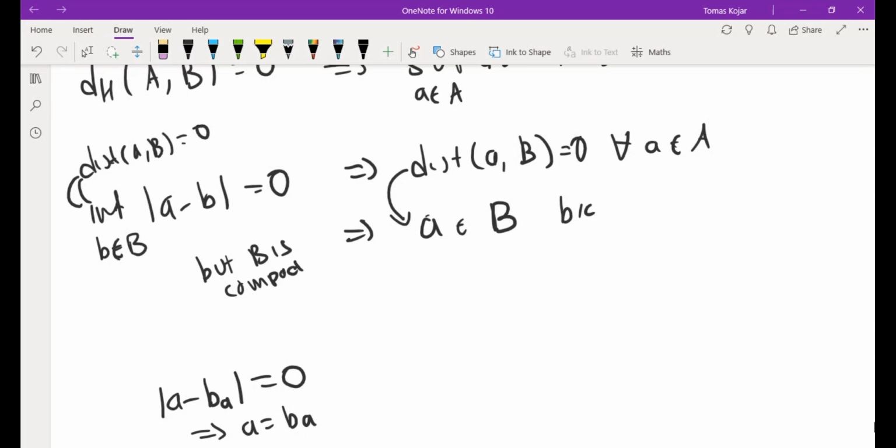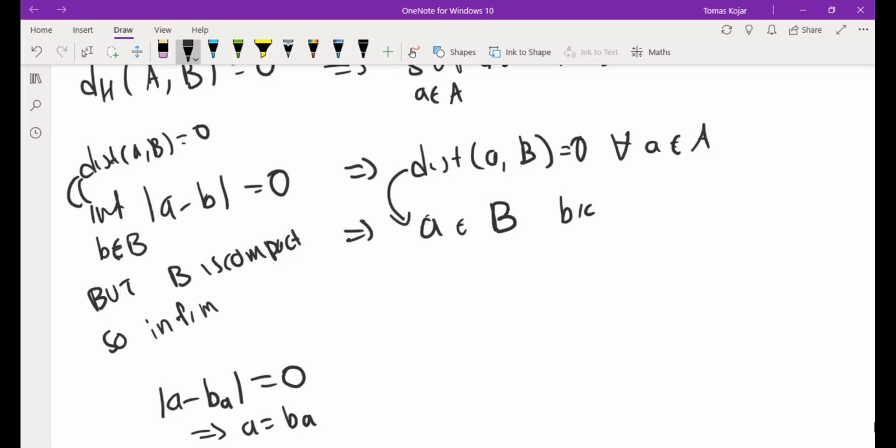Too much noise here. But B is compact, so the infimum is attained.